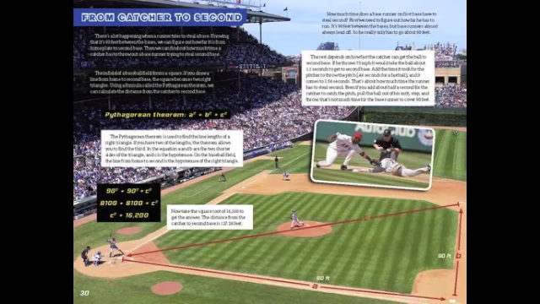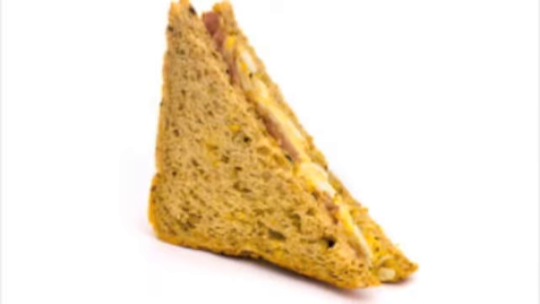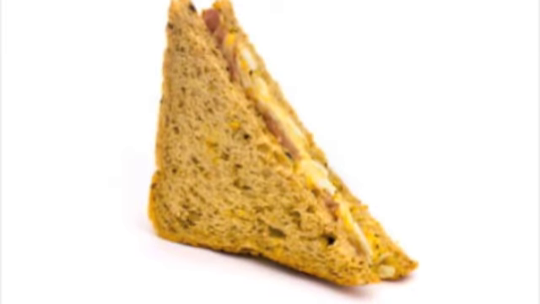You can even use the Pythagorean theorem to find out how long you have to run from home plate to first base. You can use the Pythagorean theorem to find the length of your completely outdated iPod Nano. And you can even find the length of the cut on your delicious sandwich.